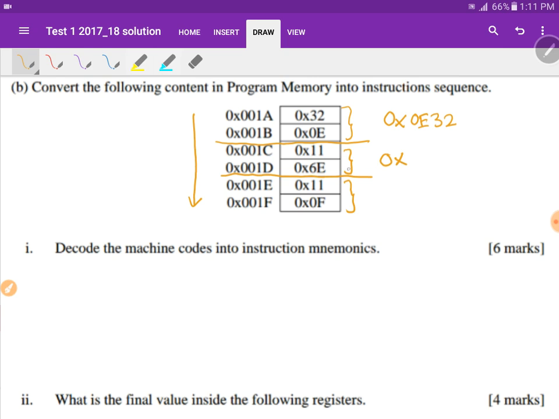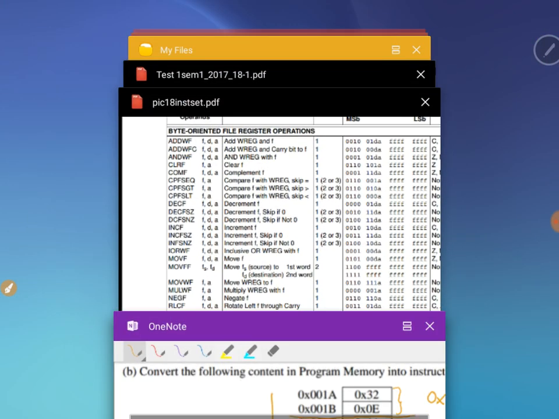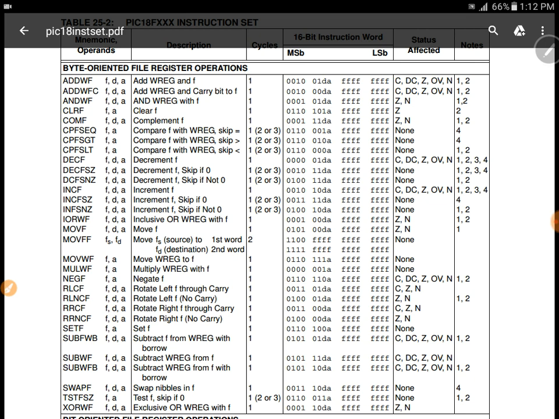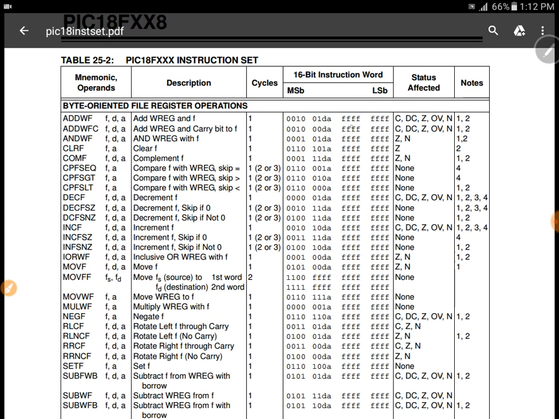Same thing goes with the second one. The higher byte is stored at the higher address, so it's 6E. The lower byte is stored at the lower address, so 11. And the same goes with this one, 0F and 11. So now we have extracted 3 instructions or machine codes. The next thing we need to do in order to decode the codes into instruction mnemonics is to expand the hex to binary. Why? Because in the instruction set, the 16-bit instruction word machine codes are in binary. So if we want to find the mnemonics, we have to expand the hex into binary.